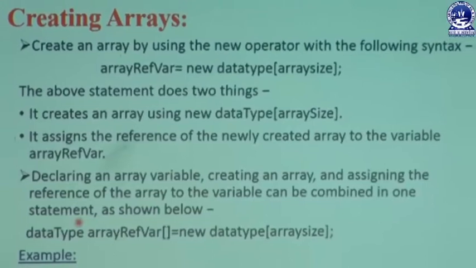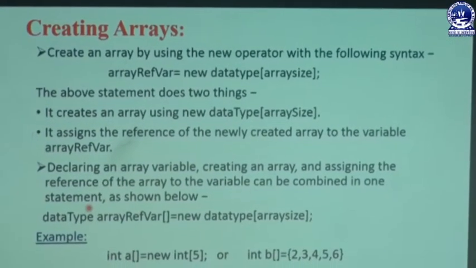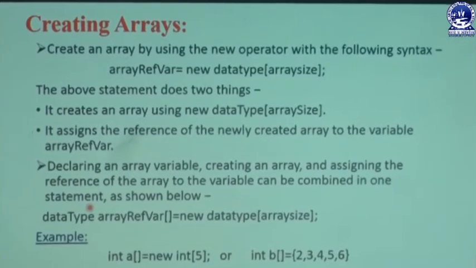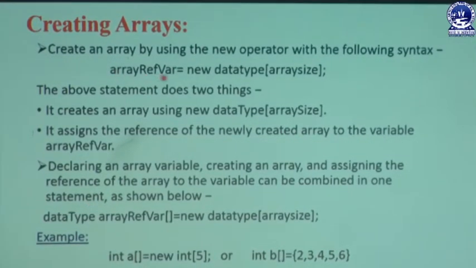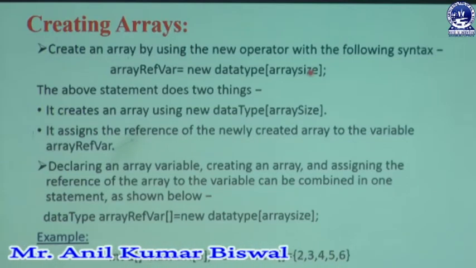First of all, you can create an array by using the new operator with the following syntax. First, you declare the array variable, which is already declared in your previous slide, that is the array reference variable, equal to, and we take the help of the new operator. Then we use the specific data type, which is in your declaration, that is the data type. Then we mention the size of the array, that may be 10, 15, 100, whatever size you want to mention.